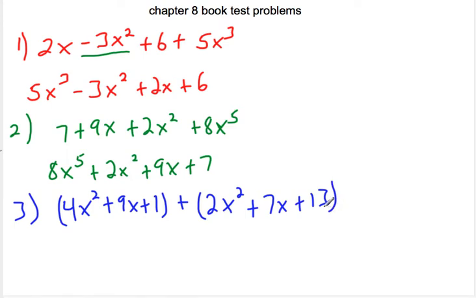Alright, so I'm just combining like terms here. In this case, these parentheses don't do anything. So essentially we don't even need them, so I'll erase them. We know that they don't do anything because everything's positive and being added. So the 4x squared and the 2x squared combine to be 6x squared. 9x and 7x is 16x. Again, these are all positive, and 13 plus 1 is 14. Alright, moving on to number 4.